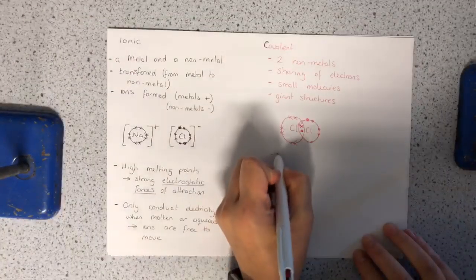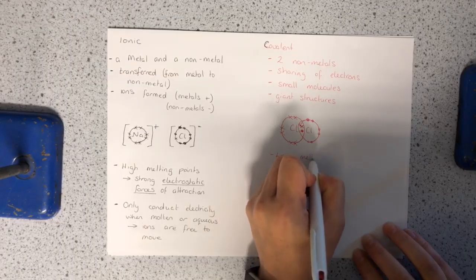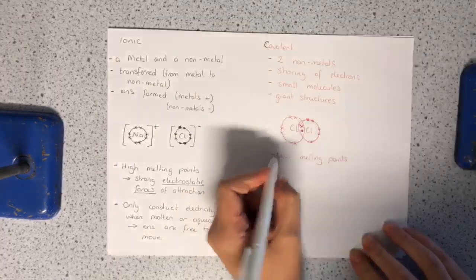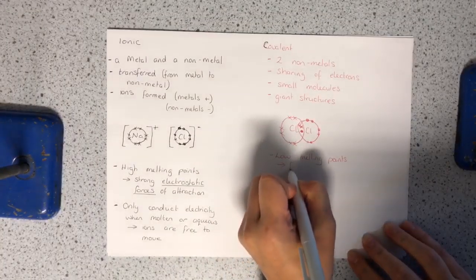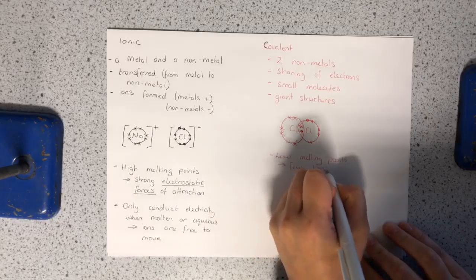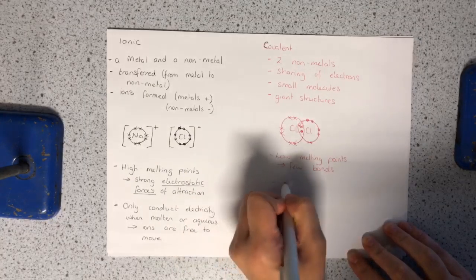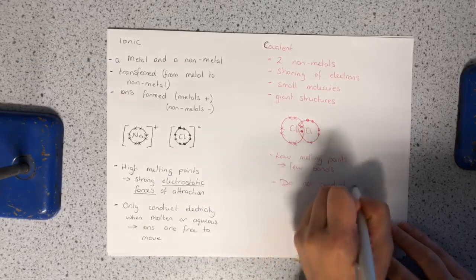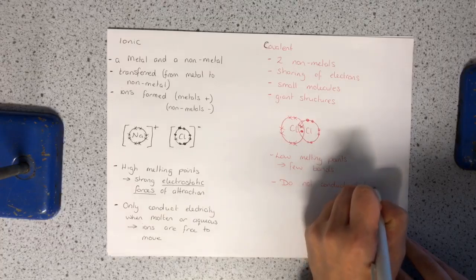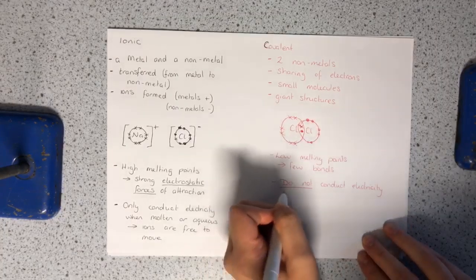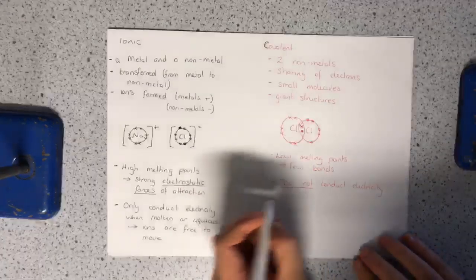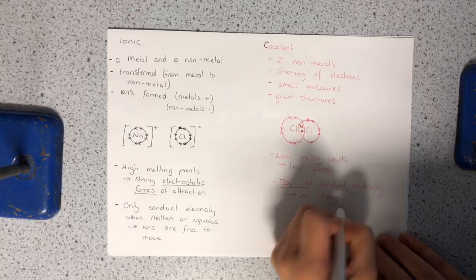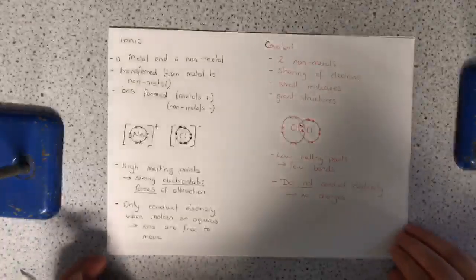These have got low or relatively low melting points because there's only a few bonds. And they do not conduct electricity. So it doesn't matter whether they're solid, liquid or gas, they don't conduct electricity because there's no charges. So no ions are formed, it's just the atoms sharing the electrons.